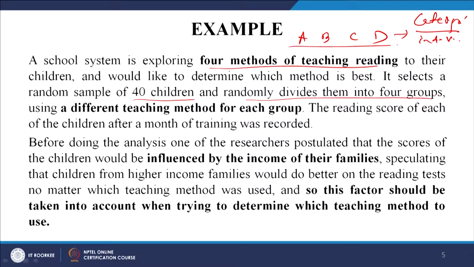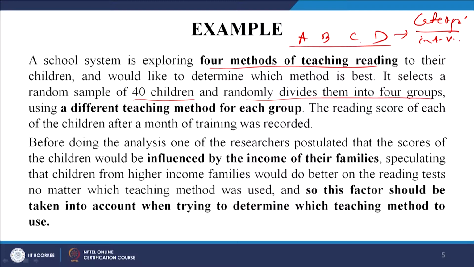So, we have studied in factorial design that randomness is one of the most important criteria in any experimental design, right, using a different teaching method for each group. So, 10, 10, 10, 10, 4 groups. The reading score of each of the children after 1 month of training was recorded. So, first A, B, C, D are the 4 teaching methods of training, and randomly 40 people were divided into those 4 groups. 1 month was spent on training, and then the reading score was measured.